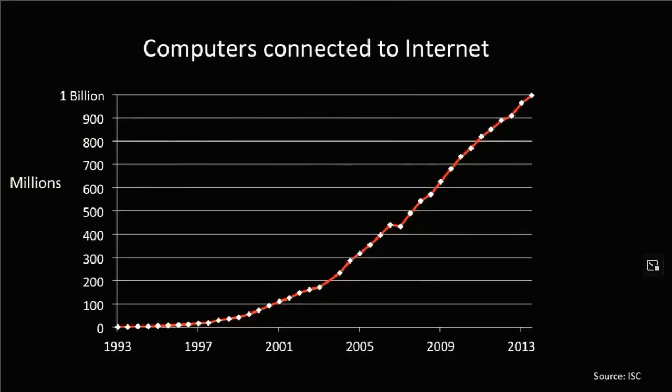And you've seen this graph before, I'm sure, all the way back to 1993. It appears to be 0. It was of the order of about 100,000 at that time. And it has grown continually until in 2013, it passed 1 billion computers attached to the network.